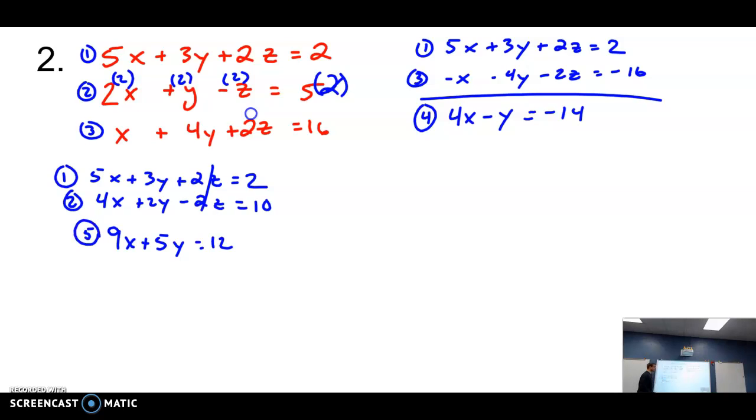And once you get to that step, once you get to your fourth and fifth equation, they should have two variables that are the same in both equations. So my equation 4 has y and x. My equation 5 has y and x, so I'm good to go.